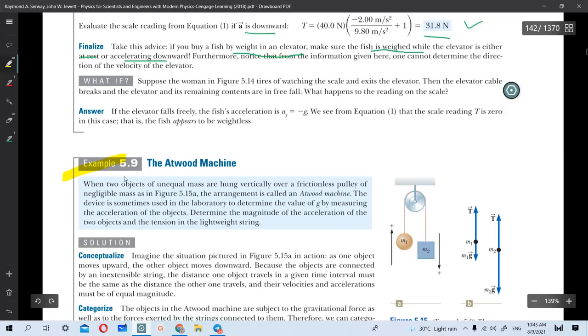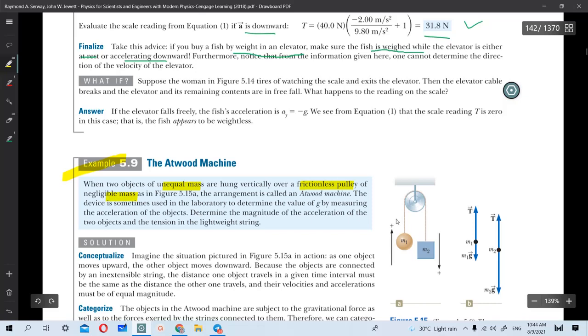Alright, in this example 5.9, we call it the Atwood machine. It's a machine actually called Atwood. The aim for this example is for us to derive an expression to get the equation, and for that, we need to learn how to draw a free body diagram. Okay, let's start. Two objects, unequal mass. When they are unequal, therefore it's unbalanced. However, the pulley is negligible in mass, including the string. The string also has no mass.